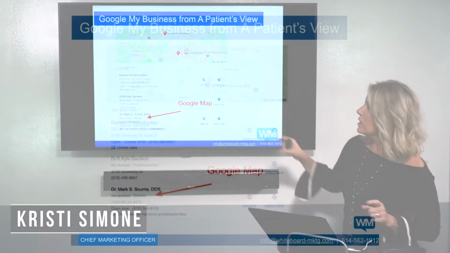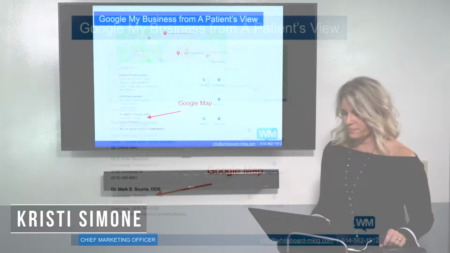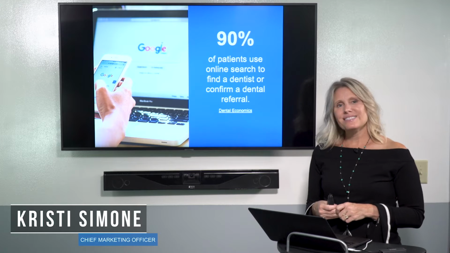That's the first view of your Google My Business profile. The second view of your GMB profile, as we call it, is the map view. So if you've ever searched for something on your phone and you pull up a list of businesses or dental practices, what comes up is the listing on your map. So this is Dr. Scaria's page, for example, on the Google map. And as you'll see, it says the website mentions prosthodontics. We'll show you the third view of Google My Business in just a minute.